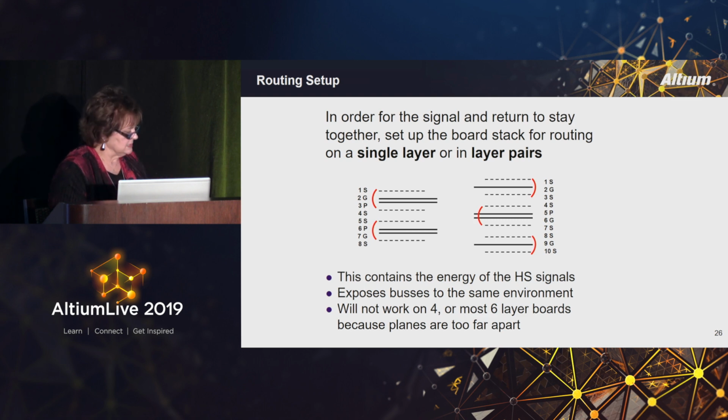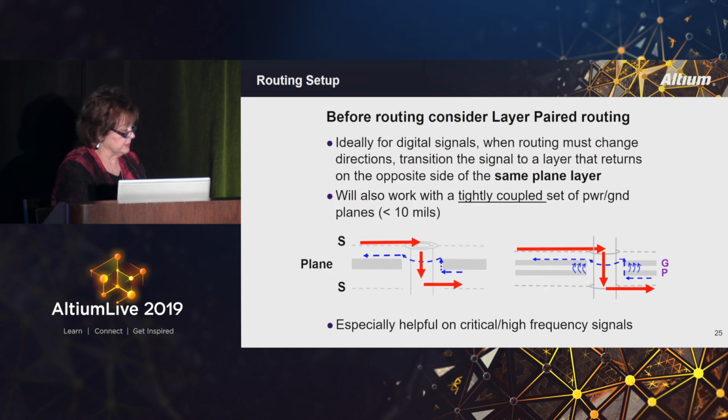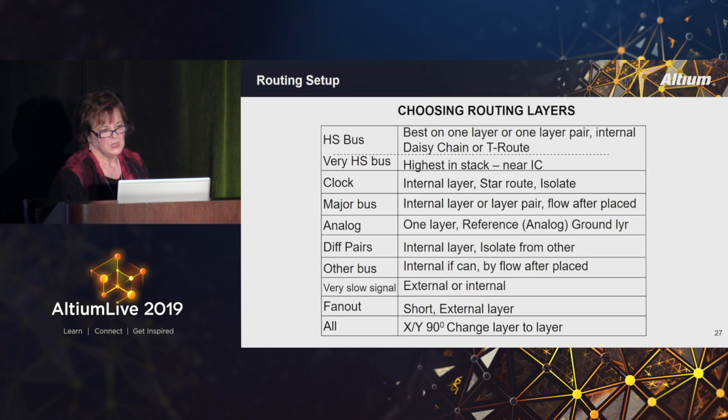So if they're very critical, if you can contain them into a situation like either one layer of routing or one layer pair of routing, that is the best way to do it.